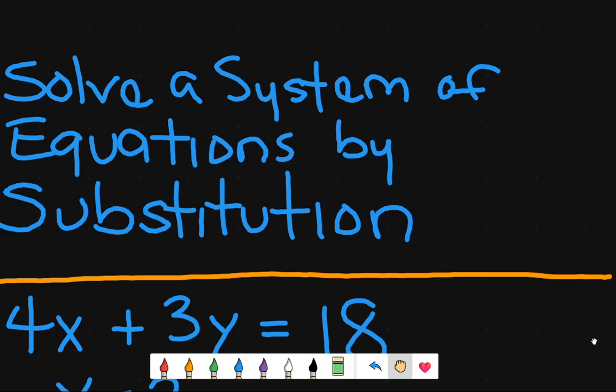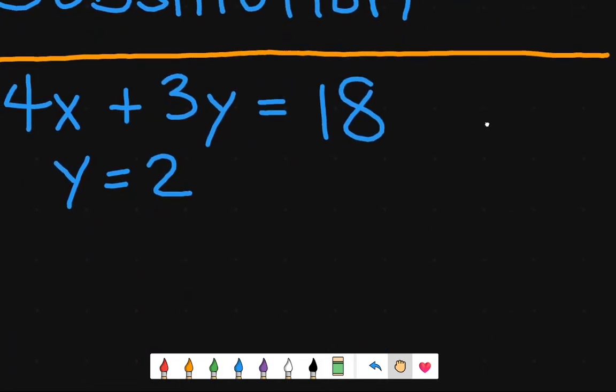In this mini lesson, we'll be solving a system of equations by substitution. So remember, the word substitution means to put in place of. So let's look at the first equations that we're going to be solving by substitution.